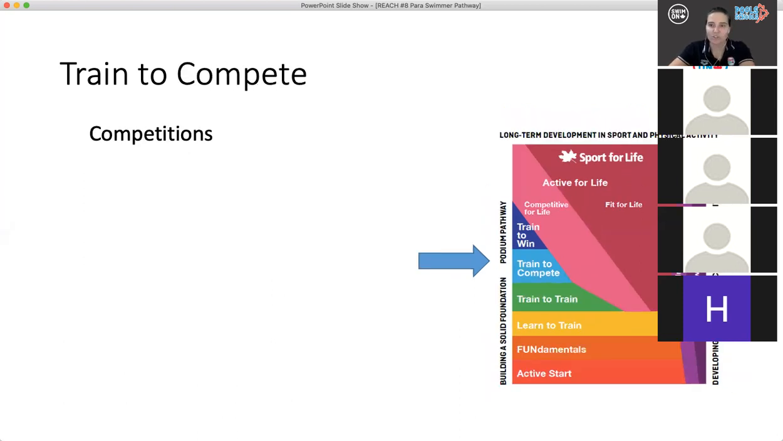All right, so we get to train to compete, and this is when we're really into those higher levels of competition. So the competitions we're talking about, provincials, Can-Ams. For those who don't know, Can-Ams is a para-specific swim meet, so only para swimmers are there, and it is Canadians and Americans, and then now it's grown. There's some international, other international athletes who come, and it is hosted in December.